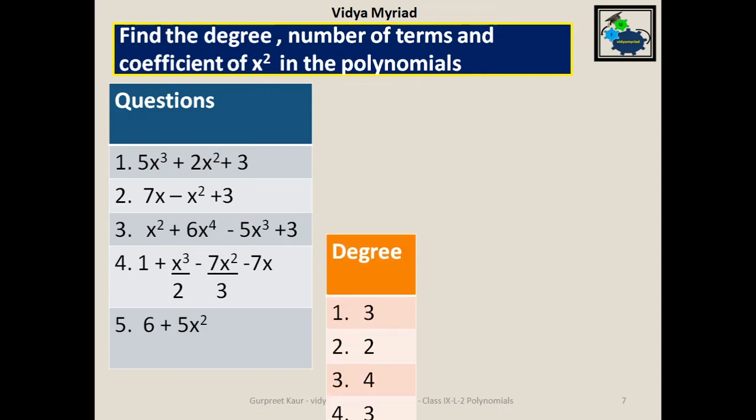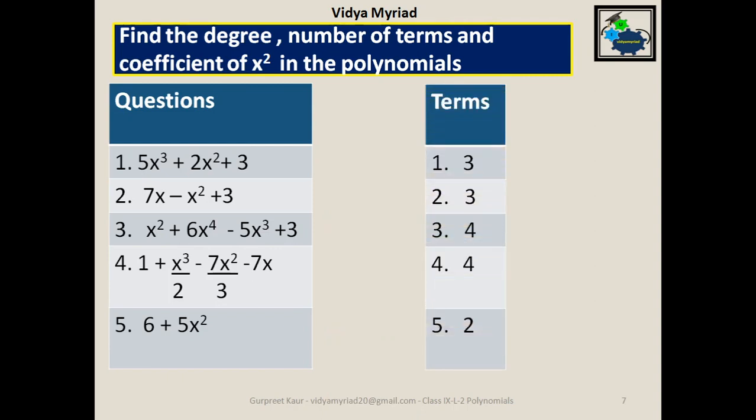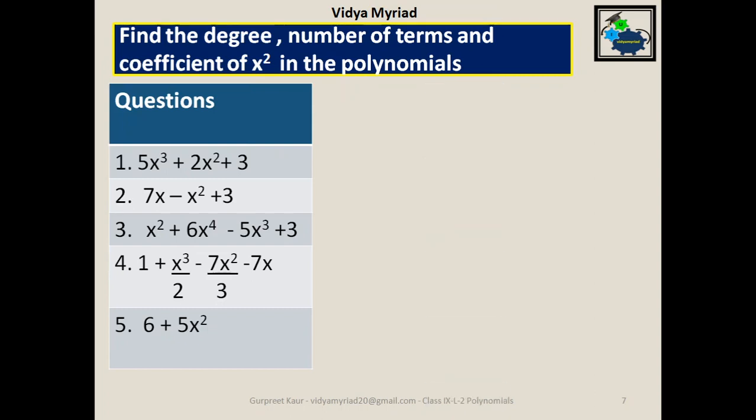Next they are talking about the number of terms. You can quickly count it and write down the number of terms available. In the first case 3, in the second case also 3, third case 4 terms are there, in the fourth question 4 terms are there, in the fifth one 2 terms are there.